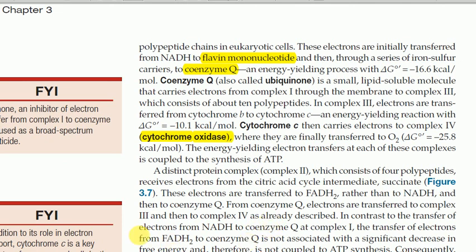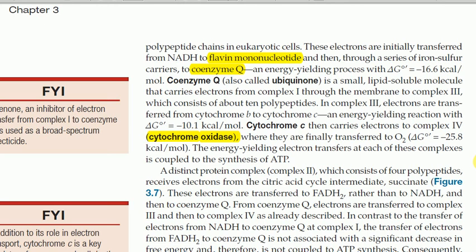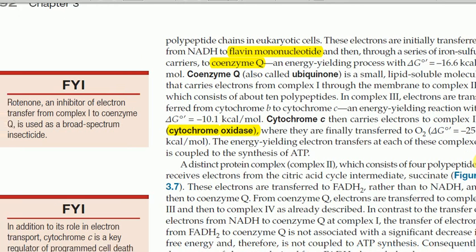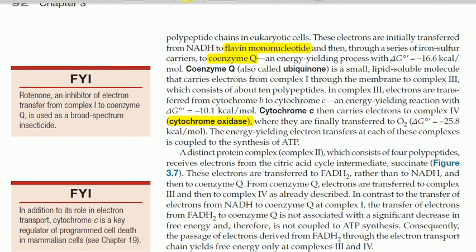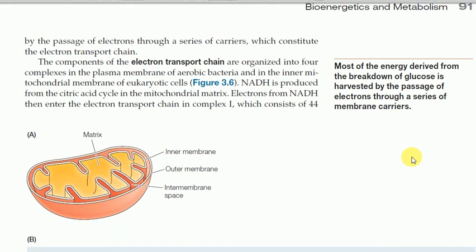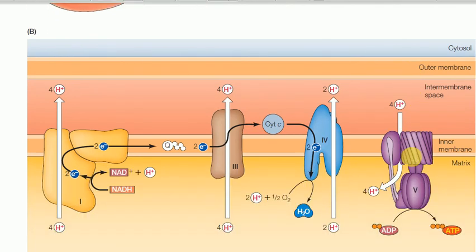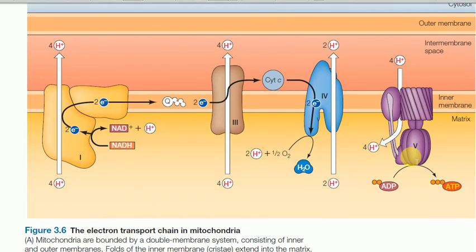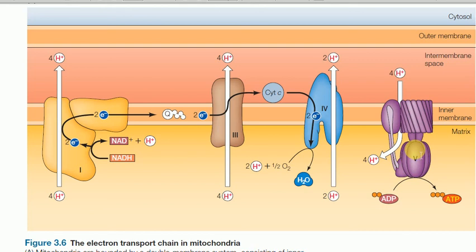Kwa hiyo sasa nataka tuone tu vile ambavyo tulikuwa tunaeleza kwenye haya ma-coenzyme na kwenye hizo complex. Nataka tuone kwenye diagram, in terms of diagram how it happens. Unaweza kuona hapo hii ni electron transfer kwa FAD, I mean kwa NAD. Sorry, this is not FAD, it is NAD. Kwa NAD unaona huyu ni complex 1, a transfer electron to complex 1.